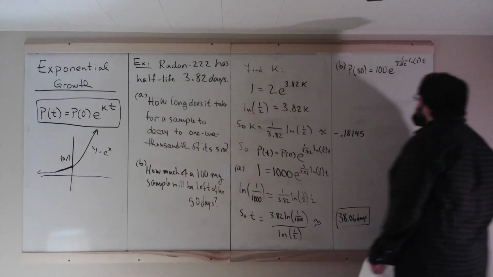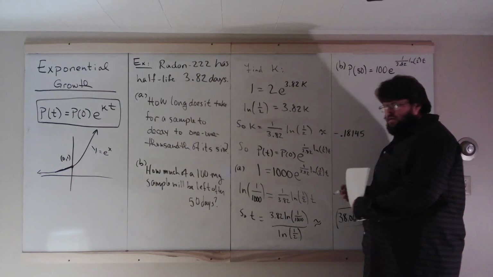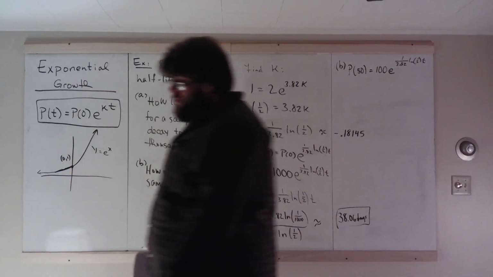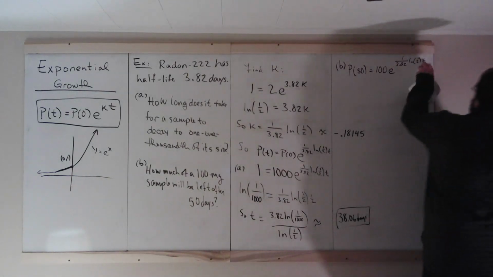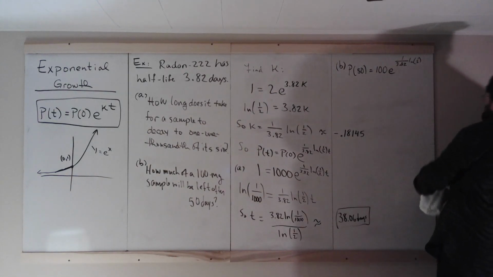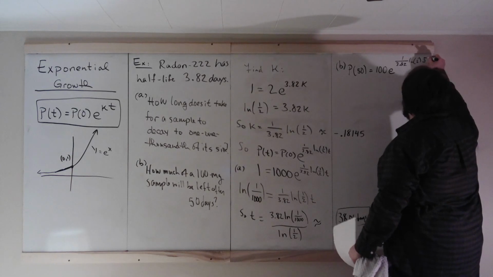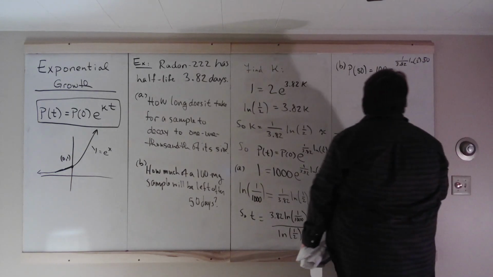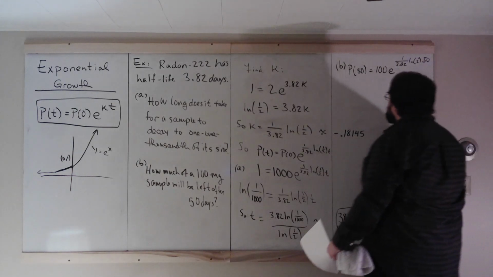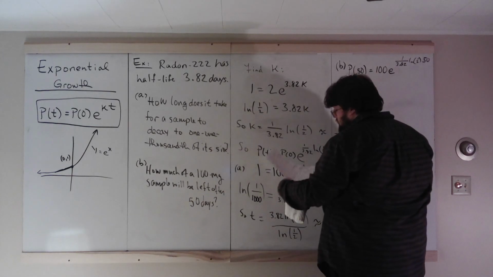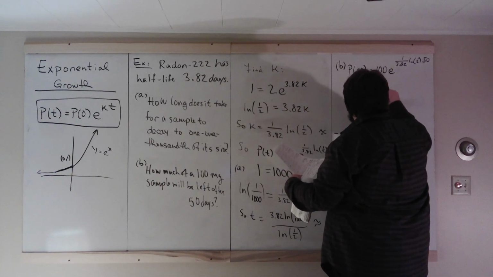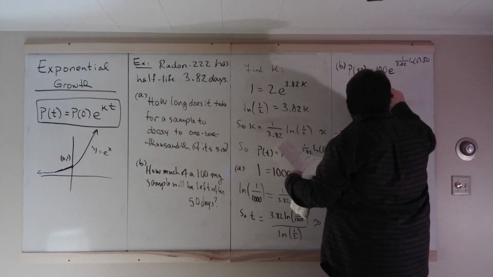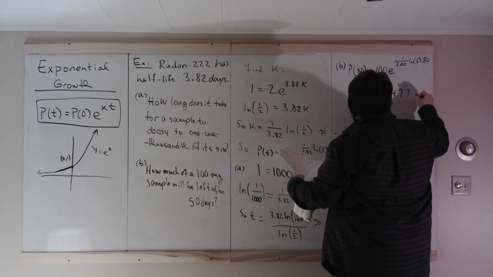Solve this for t. What am I doing? T equals 50. So simplify this left side. Well, that doesn't really simplify much. So I'll just tell you what this is approximately equal to. 0.011477 milligrams.